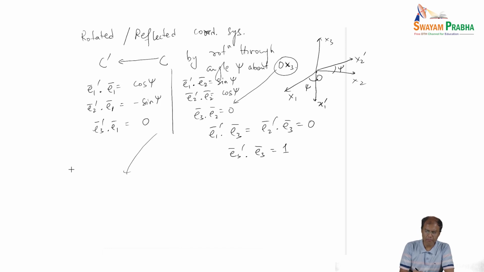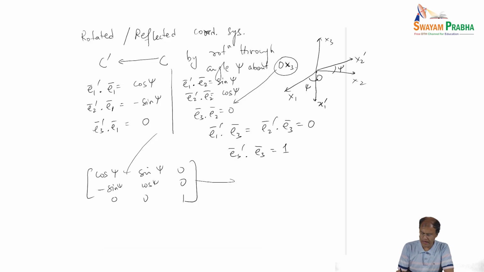So now compiling all this information in the form of a matrix, we see that the rotation matrix about the E3 axis will be cos psi, sin psi, 0; minus sin psi, cos psi, 0; 0, 0, 1. And similarly, we can write down the transformation matrices for rotation about the OX1 axis, or the rotation about the OX2 axis and so on. Okay, so let us do a quick example.